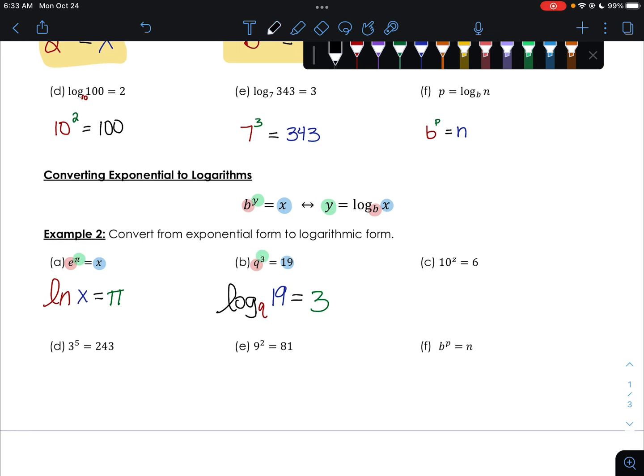Next one, we have a log and it's a base 10. So we can just write log and we don't have to worry about writing a base because it is a base 10 of 6, which is equal to the power of z. Okay, so go ahead and pause the video and try D, E, and F.